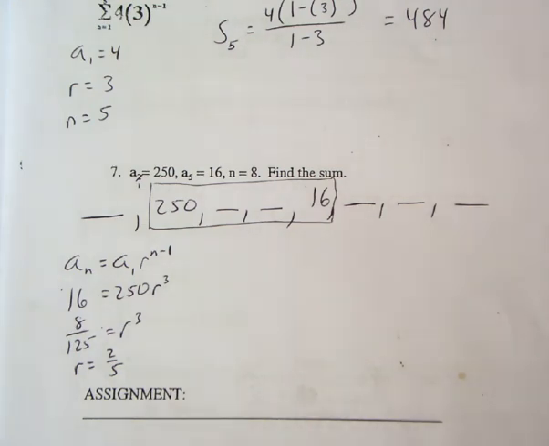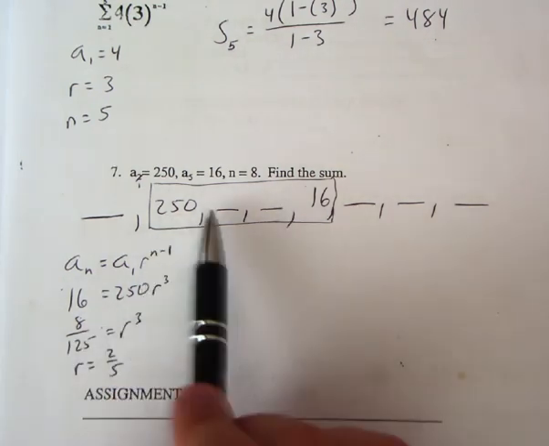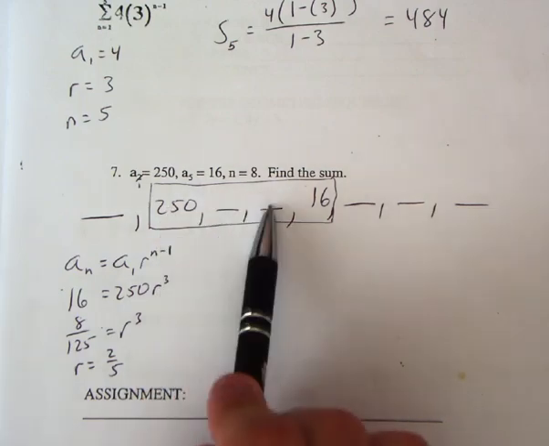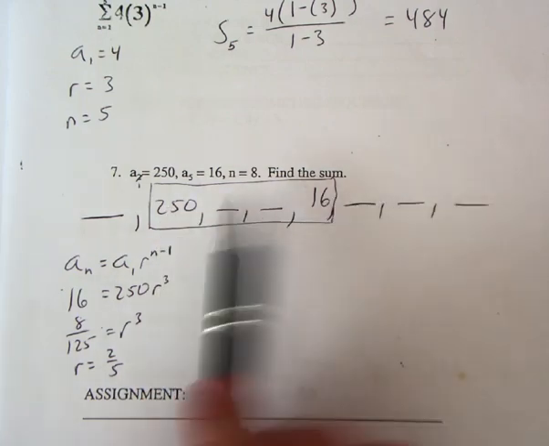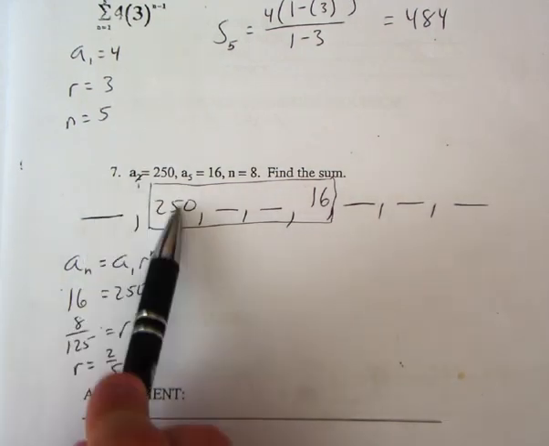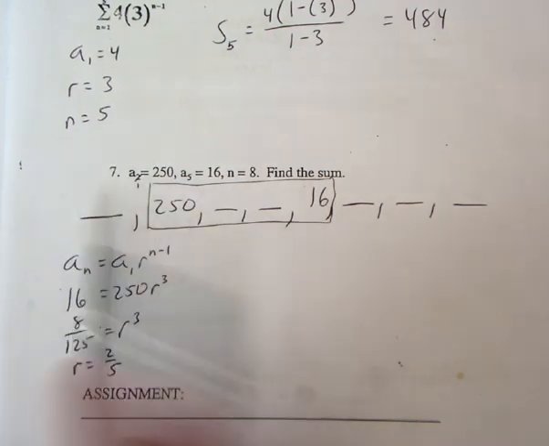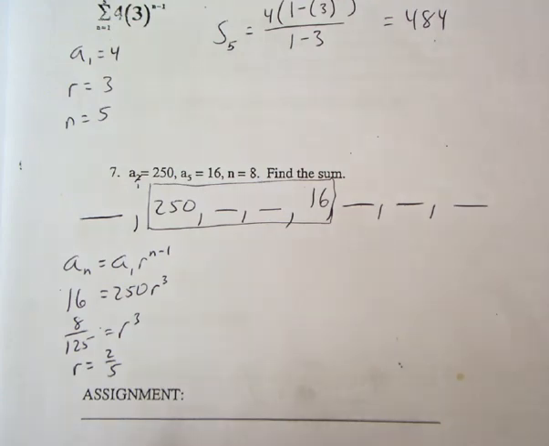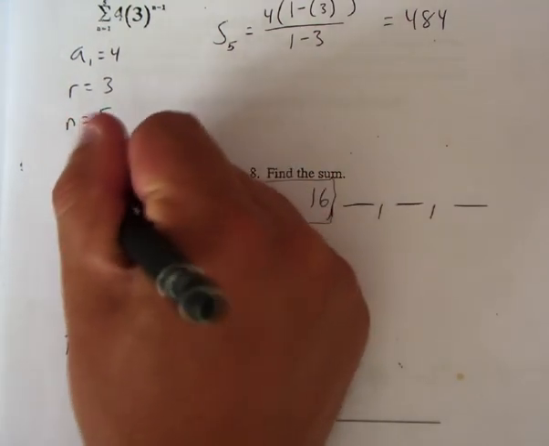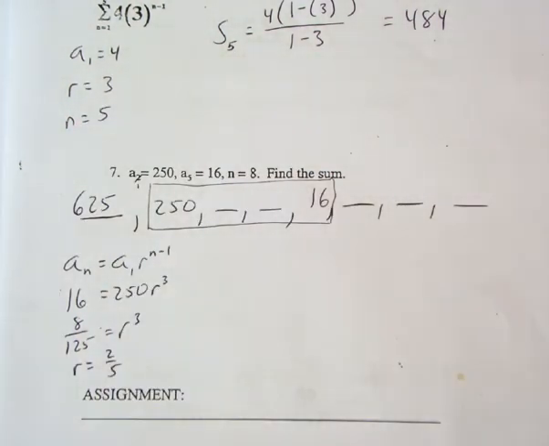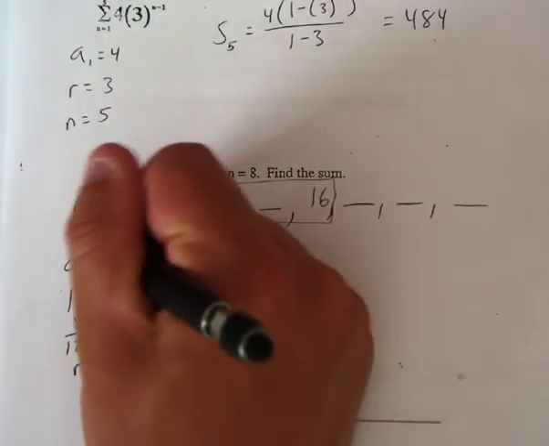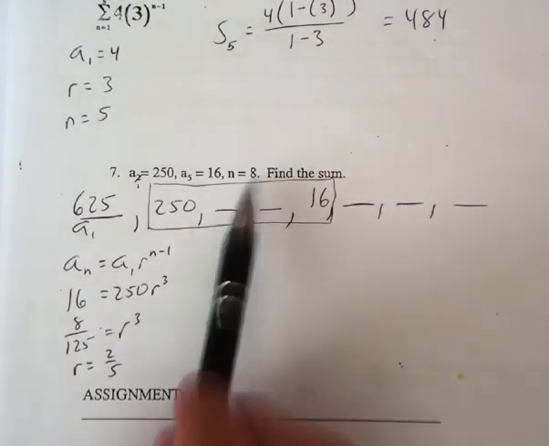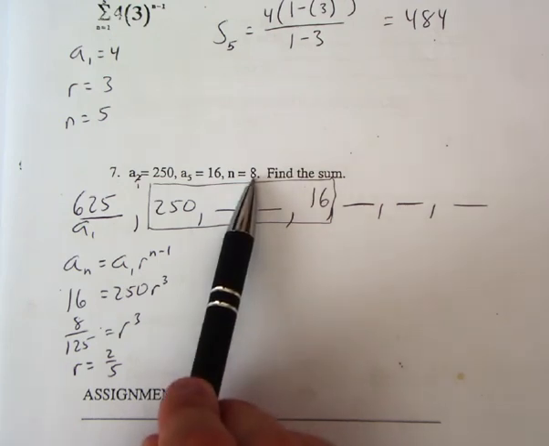What that helps us figure out is the first term. If going from left to right, we're multiplying by 2/5, then going from right to left, if we want to go backwards, we're dividing by 2/5. So if in your calculator you do 250 divided by 2/5, you get 625. That's the first term right here. And now we know the first term right here. We know how many numbers we're adding, and we know what r is.